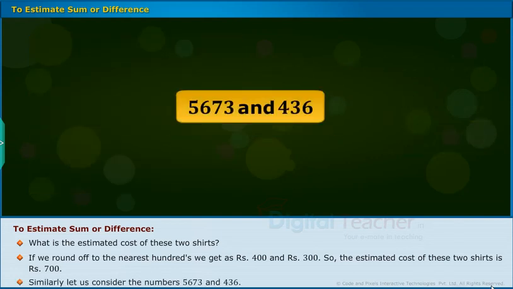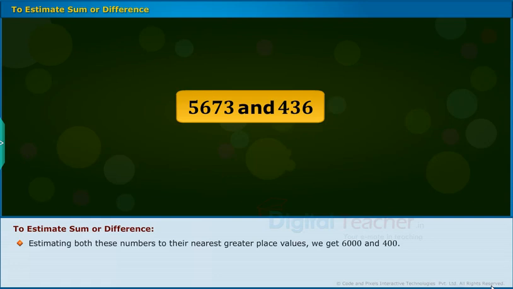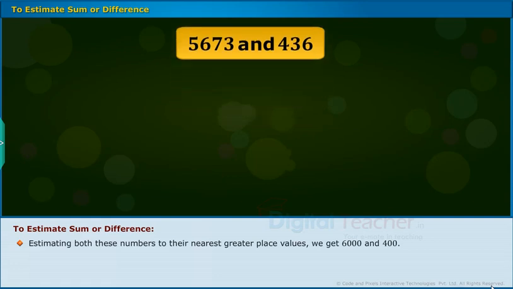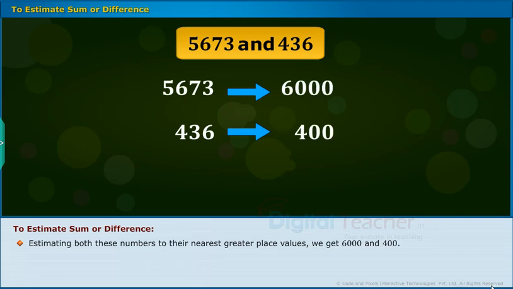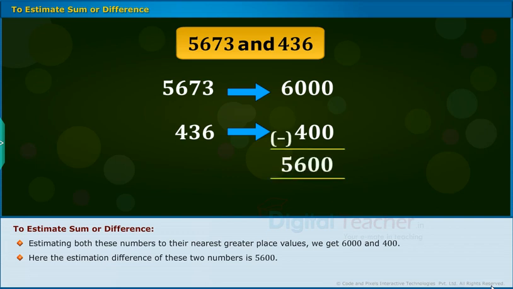Similarly, let us consider the numbers 5673 and 436. Estimating both these numbers to their nearest greater place values, we get 6000 and 400. Here the estimated difference of these 2 numbers is 5600. But it is not close to the actual difference, so it is not reasonable to estimate.